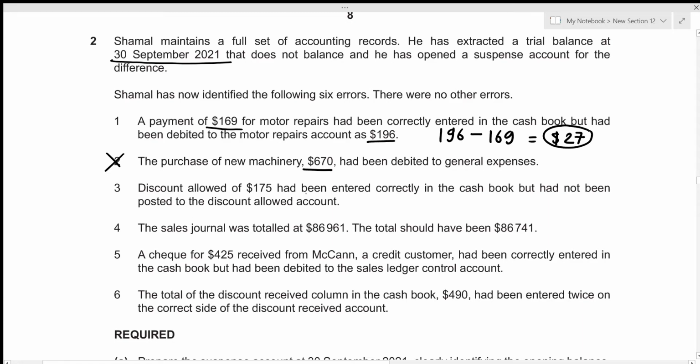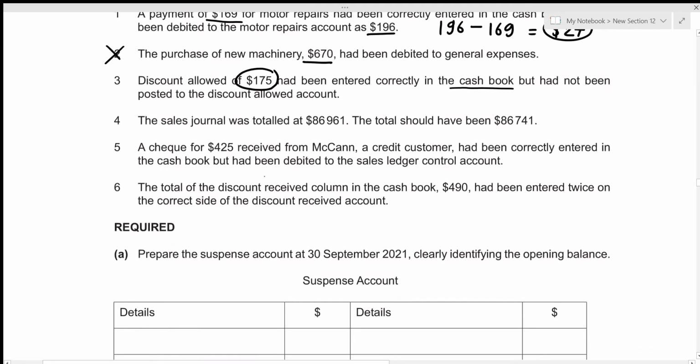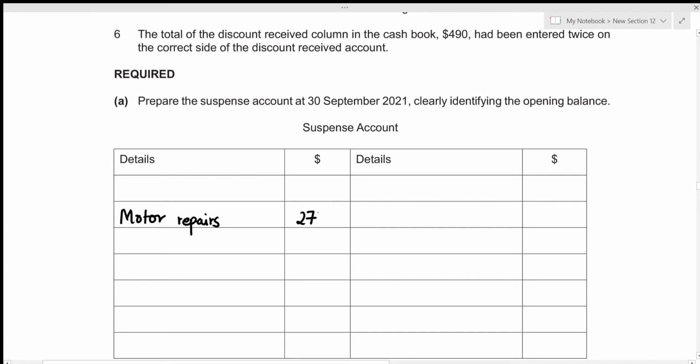Discount allowed of 175 had been entered correctly in the cash book, but had not been posted to the discount allowed account. So we've already entered it in the cash book, but we should have mentioned 175 in the discount allowed, but we forgot to do so. So in that case, we can just identify this 175 to be an understatement in the discount allowed section. So if we're talking about discount allowed, that is an expense, and expenses are always debited. So in case of a suspense account, this discount allowed will be posted to the credit side. Again, I will be leaving a space above, and let's write it down, discount allowed. And it had the value of 175.